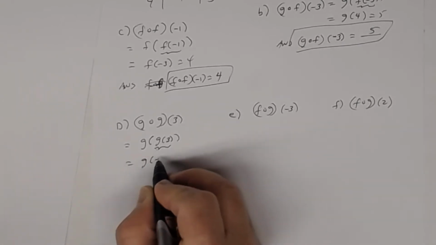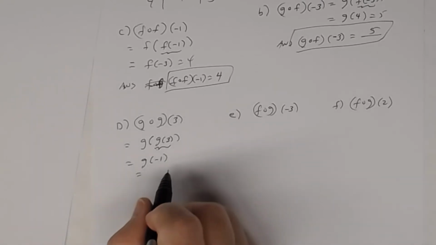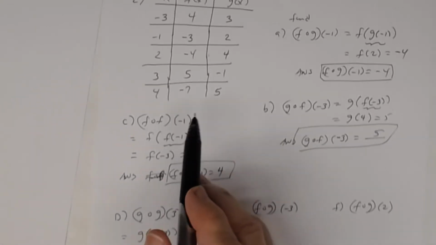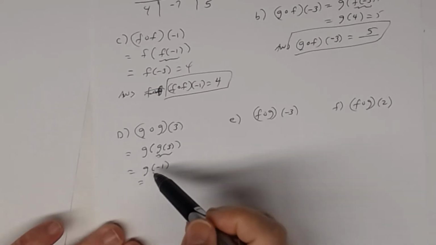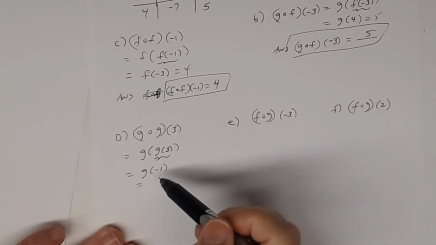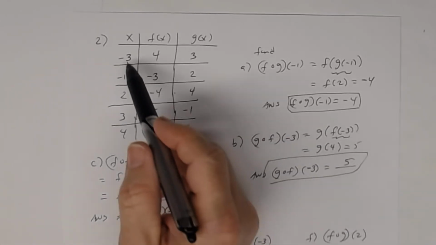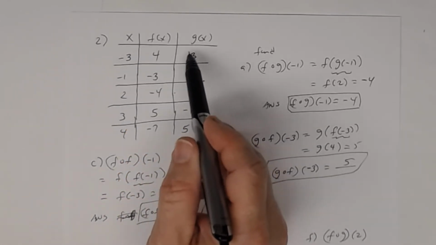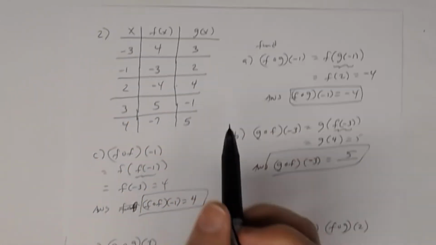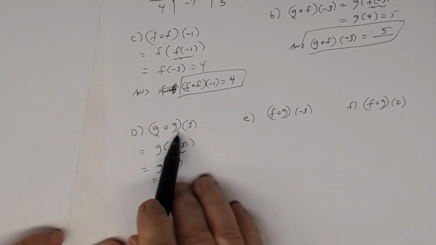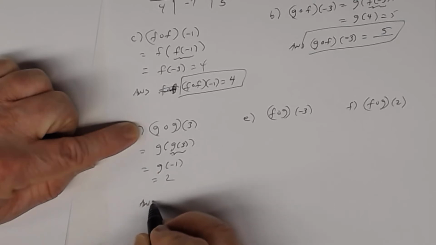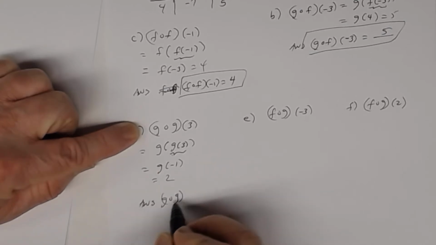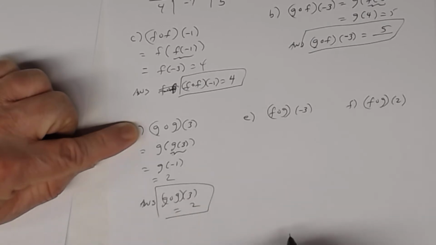So now I have g of negative 1, and I need to figure out what g of negative 1 is. Remember, this means: what's my y value when x is negative 1? I have to use my function g. So when x is negative 1, which is here, g of negative 1 is 2. Remember, all these are equal. So g composed with g at 3 equals 2. And there's your answer, 2.